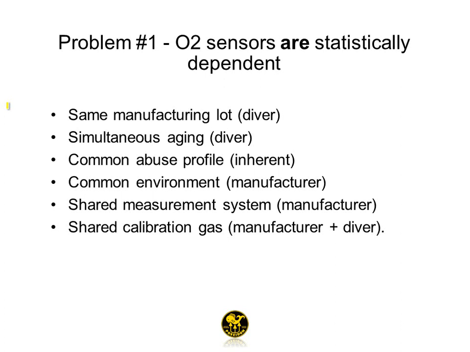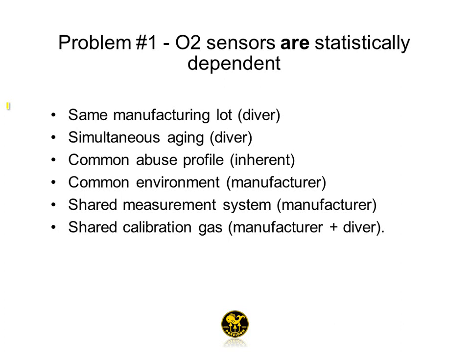The third one, which Arne Sieber talked about yesterday, I believe, is that the oxygen sensors all have a common abuse profile. And this is inherent in a rebreather. You can't escape it. So I think Arne talked about the temperature and humidity, shock, and these sorts of things. The next one is much more subtle. It's what I call the common environment. When you design a rebreather, you typically place the oxygen sensors in a location that is optimal for measuring the PO2. What that means, though, is all the oxygen sensors are exposed to the same temperature, the same humidity, and the same shock profile.